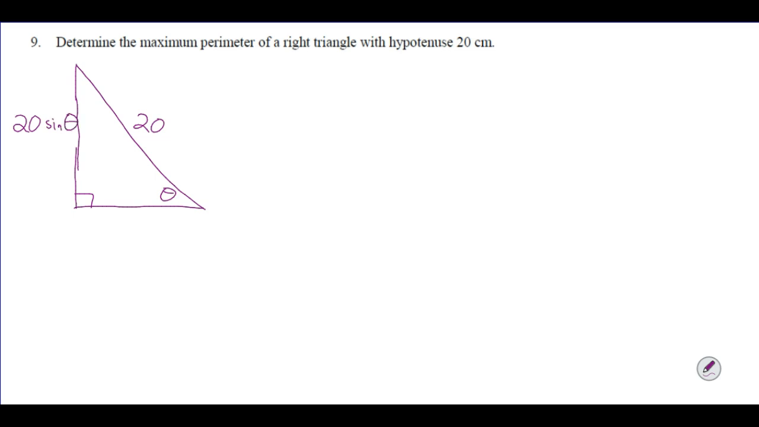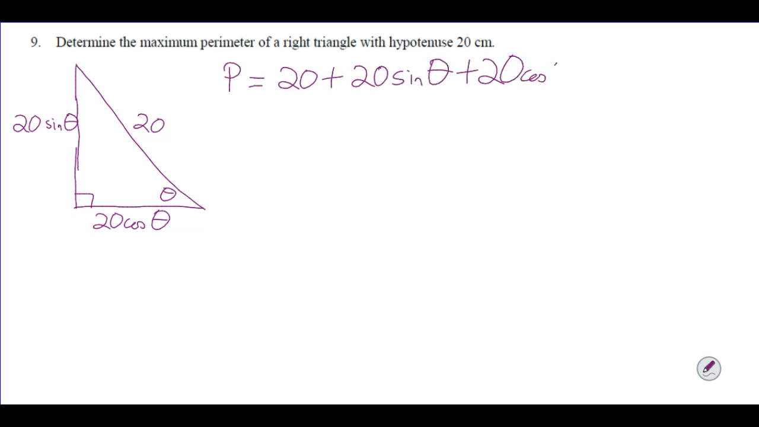Everybody's done physics, you know this stuff, right? Because you're always working with force diagrams down an angle. So what's this side here? 20 cos theta. So the perimeter is 20 plus 20 sine theta plus 20 cos theta.